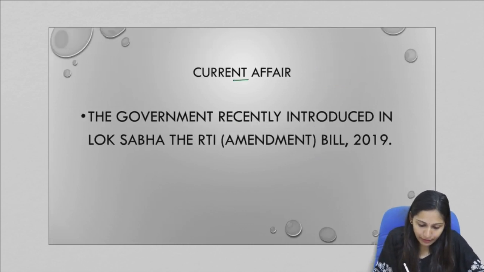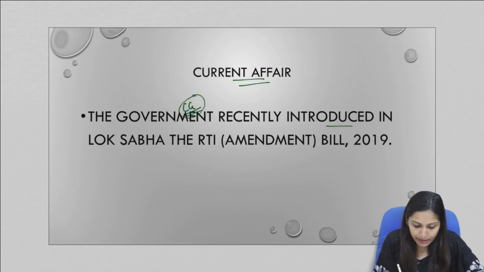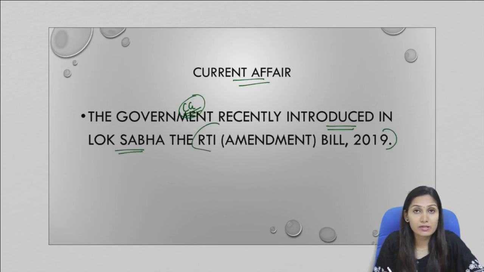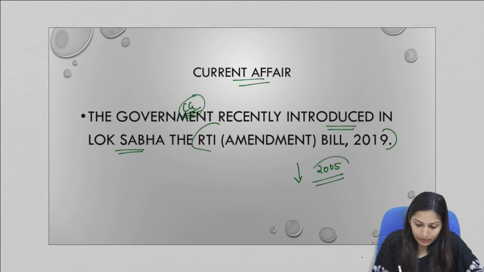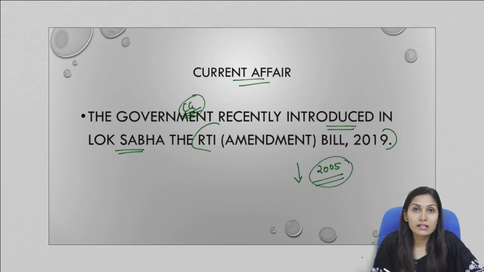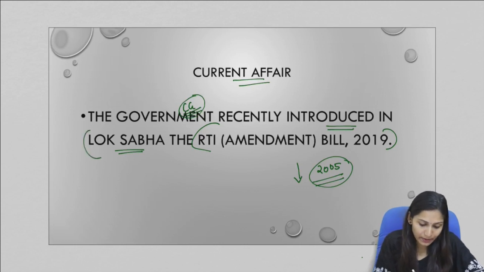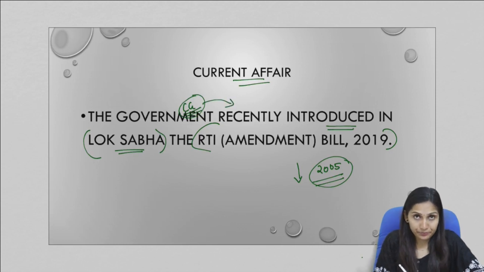Now if we look at the current affair, the central government, that is the union government, has recently introduced in the Lok Sabha the RTI Amendment Bill of 2019. RTI was originally brought in the year 2005. Now this original RTI Act is intended to be amended through this amendment bill which is recently introduced in the Lok Sabha. The government has introduced this bill, therefore it is a government bill, not a private member bill. So the current affair we have seen.